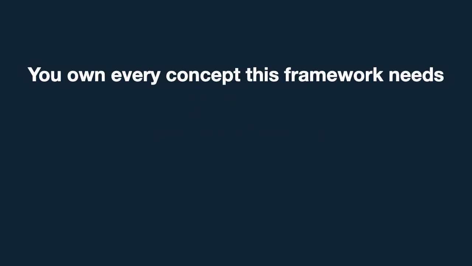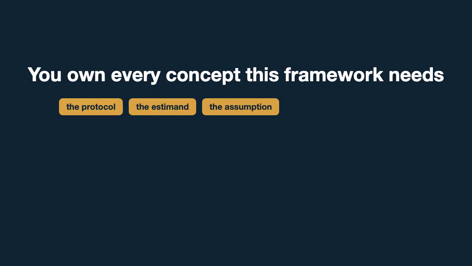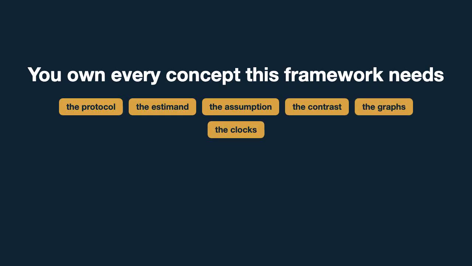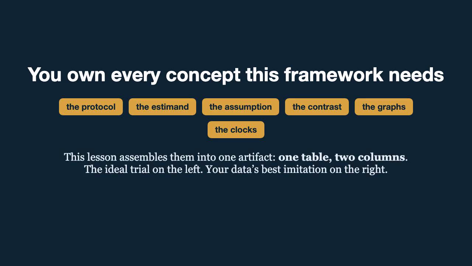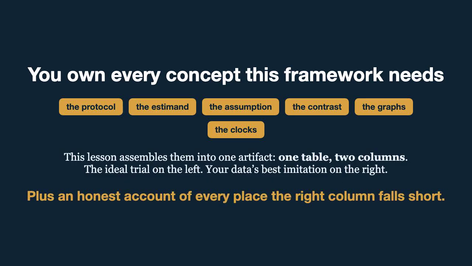You now own every concept this framework needs. The protocol, the estimand, the assumption, the contrast, the graphs, the clocks. This lesson assembles them into the single artifact that defines a target trial emulation. One table, two columns. The ideal trial on the left, your data's best imitation on the right, and an honest accounting of every place the right column falls short.